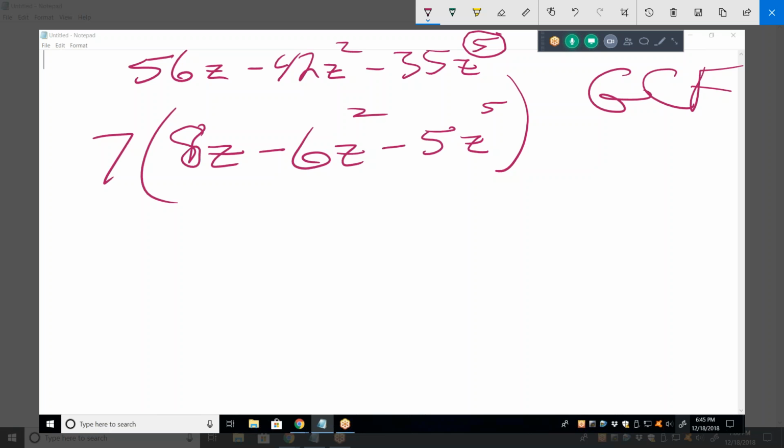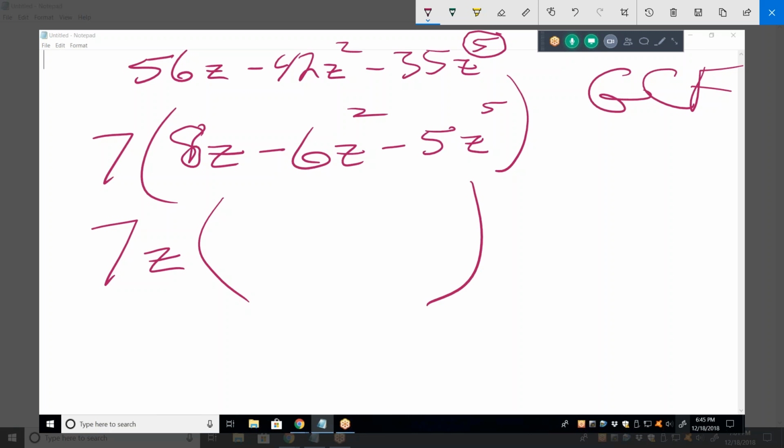Variables count also. Is there a z that divides into all 3 terms? It's the maximum power of z that divides into all 3 terms in the parentheses. Can I take a z out? Okay, then let's do it. Instead of 7, I'm going to take a 7z out. Now what do I have?